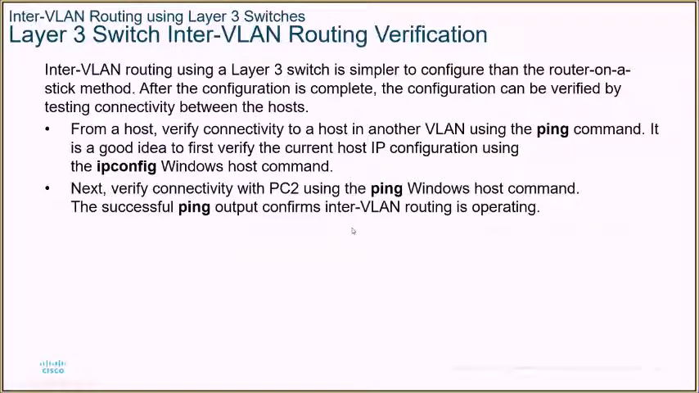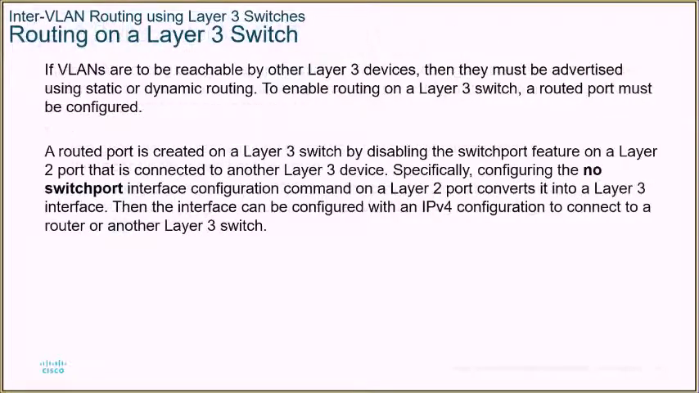Inter-VLAN routing using a layer 3 switch is simpler to configure than router on a stick. After the configuration is complete, it can be verified by pinging between hosts and all the other devices, making sure you can all connect. If VLANs are to be reachable by other layer 3 devices, they must be advertised using static or dynamic routing. To enable routing on a layer 3 switch, a routed port must be configured.